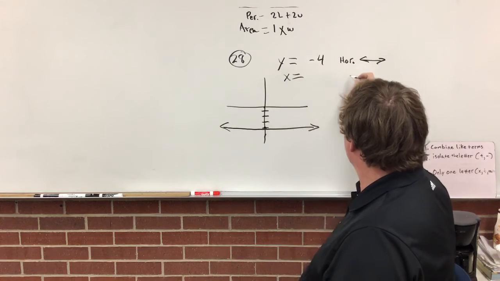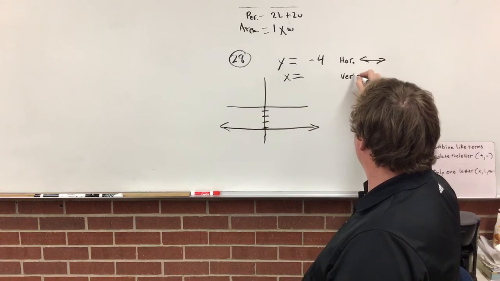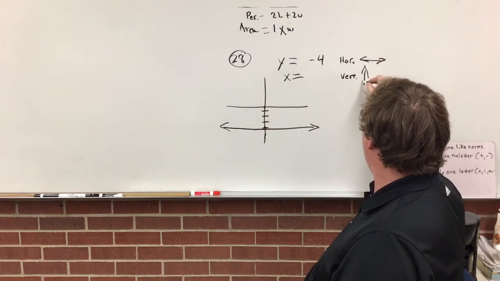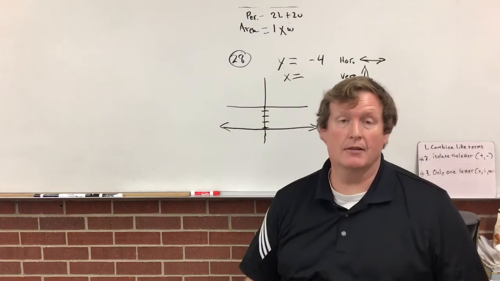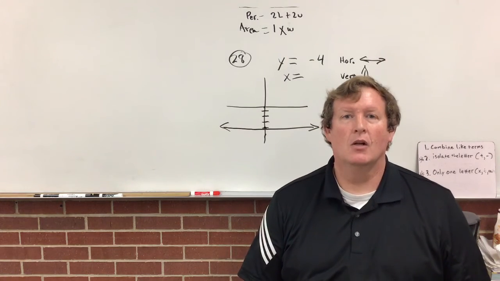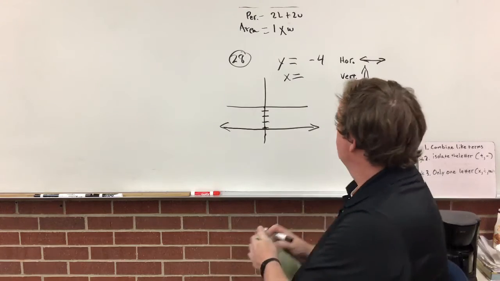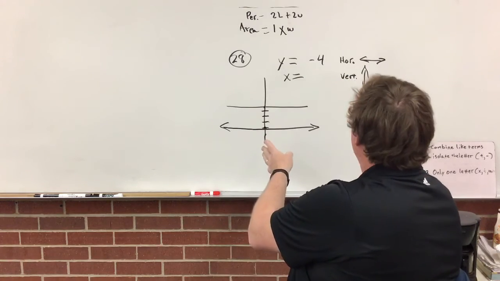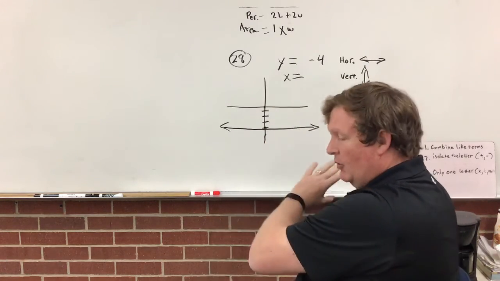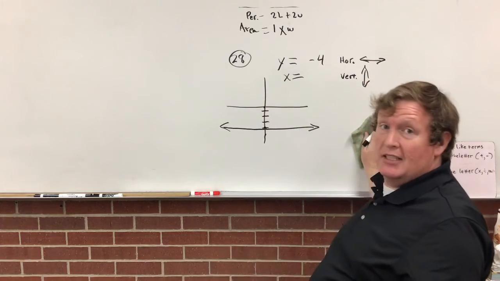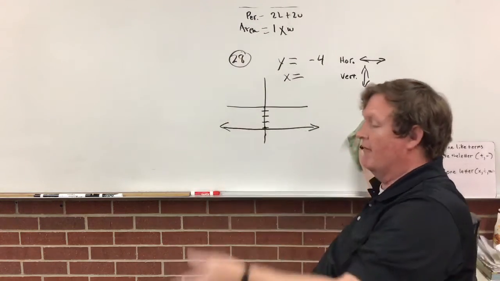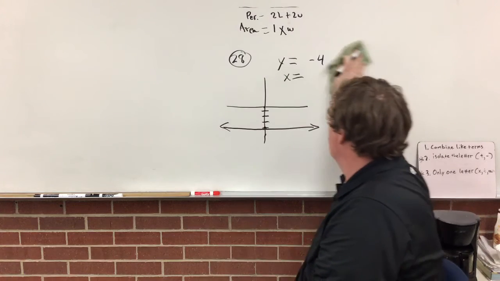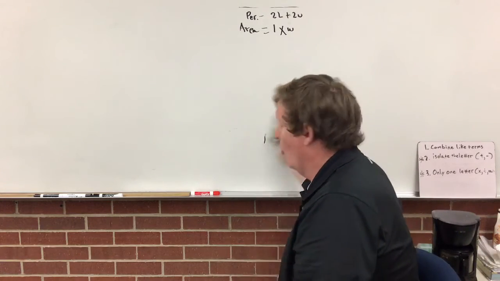If x equals something, it will have a vertical line, right? Going up and down, straight up and down. Okay? There we go. So, y is horizontal. If x equals a number, it's vertical. So number 29, x equals 5. So that should be easy. There should be a vertical line going in there. Easy to do.